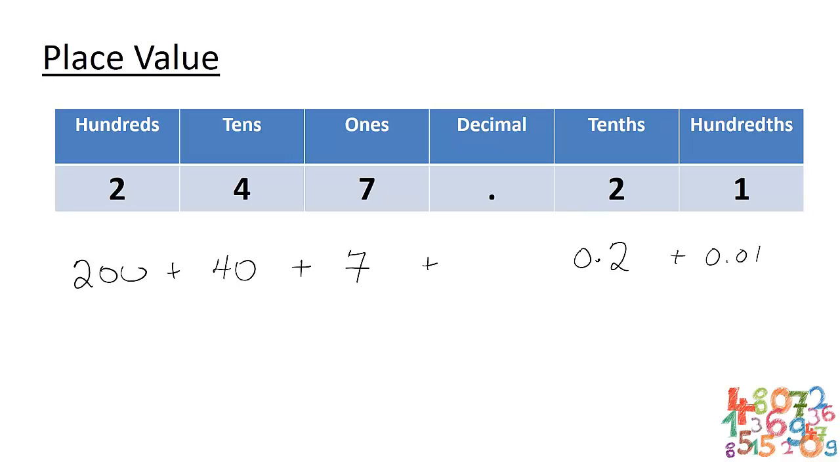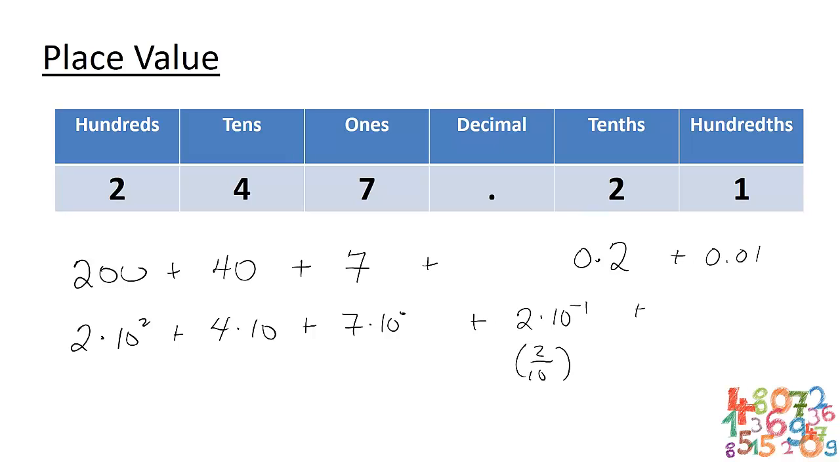It's also possible to write this string of addition using powers of 10. 2 times 10 squared plus 4 times 10 plus 7 times 10 to the 0, because 10 to the 0 is equal to 1. 0.2, or 2/10, is 2 times 10 to the negative 1. And 1/100th, 0.01, is 1 times 10 to the negative 2.